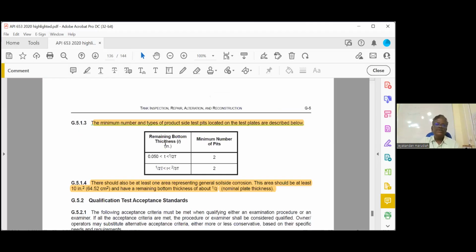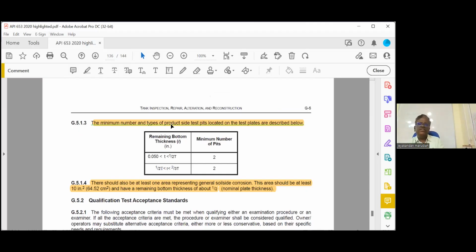It was so quick, I couldn't follow it, sir. Is it the number of pits on the bottom shell, or what was that, sir? It is the bottom plate. Scanning we are using for bottom plate only, not bottom shell. Yeah, bottom plate. So the number of pits for the test piece. For the test piece, yep.